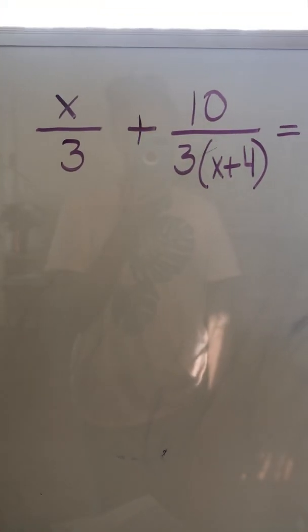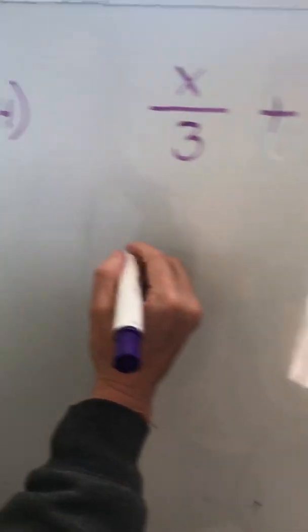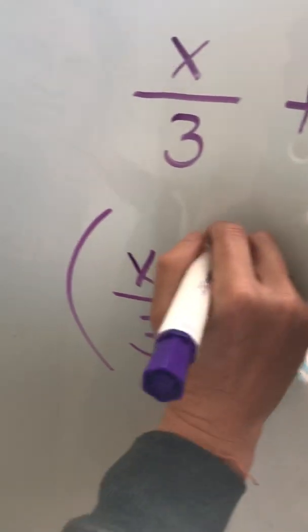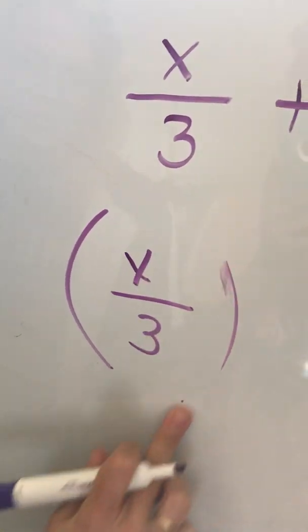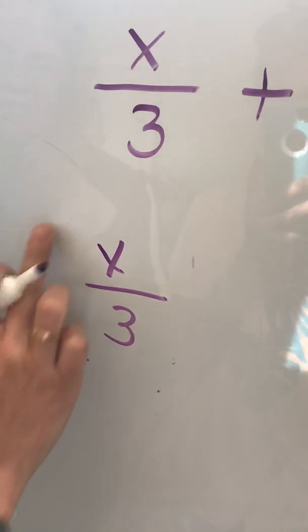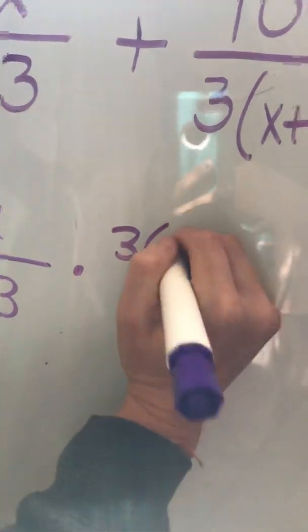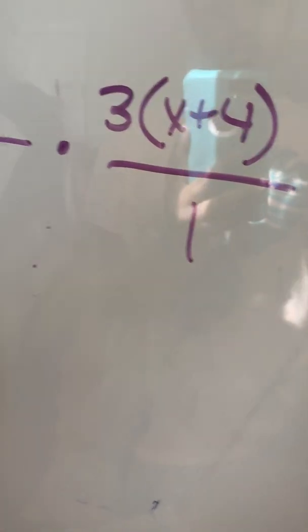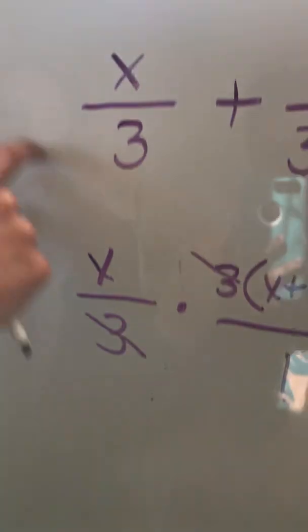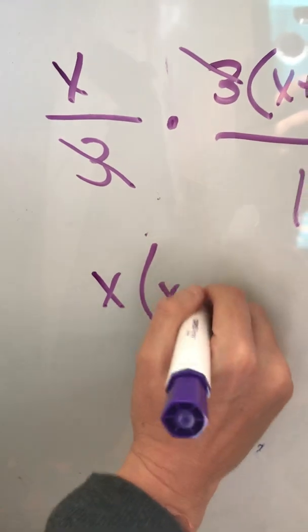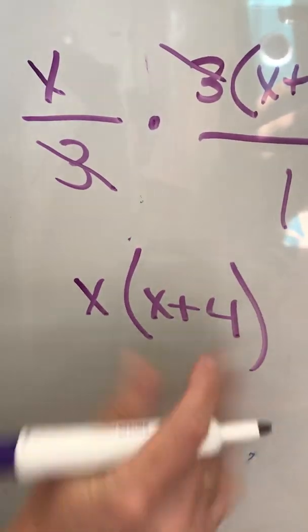And you can kind of do that off to the side or somewhere else. I don't know, I'll just do it right here. So I'm gonna multiply this. Let me do it this way. I don't want to use parentheses. Times 3x plus 4 over 1. And then you can cancel. So these little guys are gonna cancel. So my first term right here is gonna be x times x plus 4. So I'm gonna hold on to that.